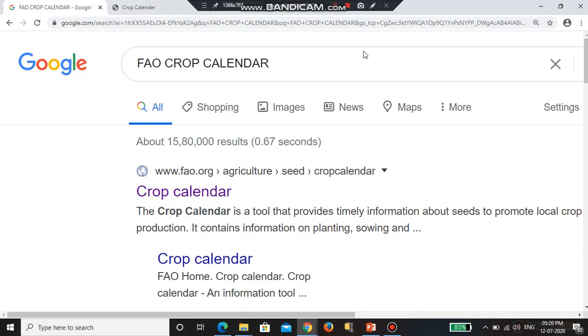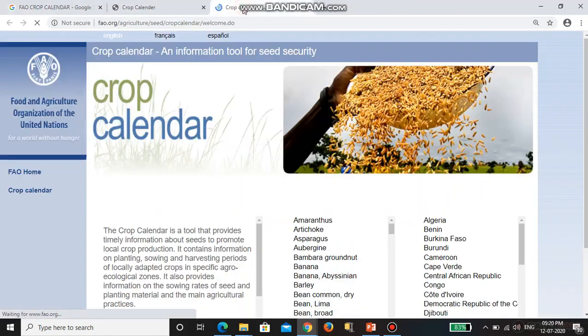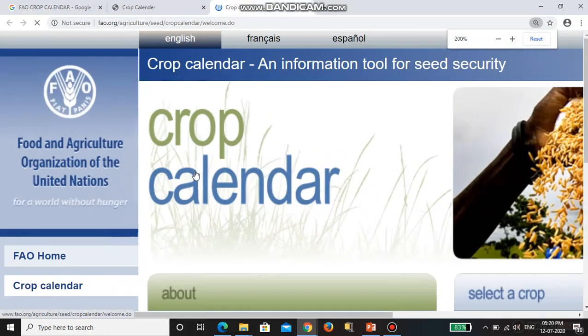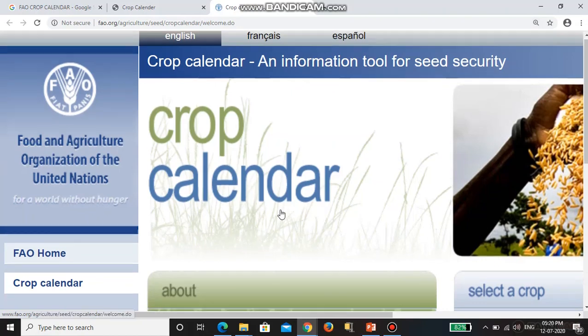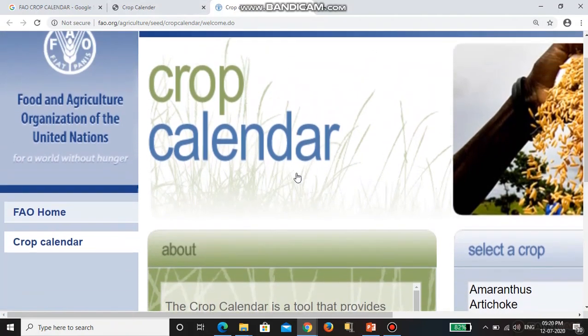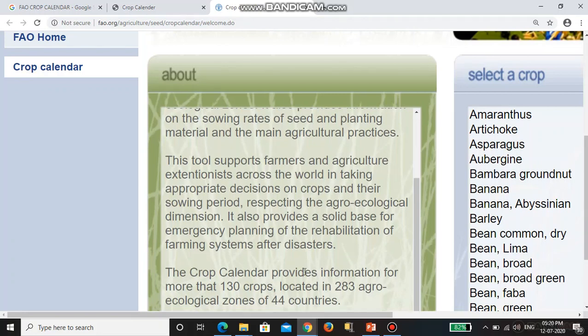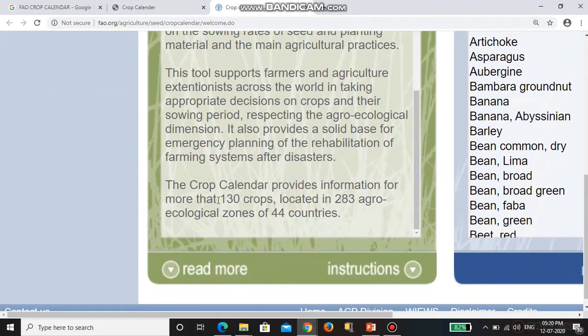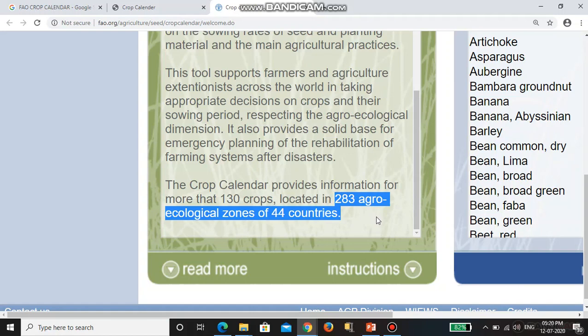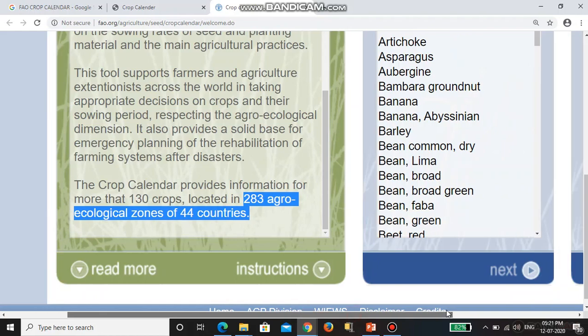See how they mentioned here. FAO, the Food and Agriculture Organization of the UN, the United Nations. Here is the crop calendar. They gave a crop calendar for more than 130 crops, located in 283 agroclimatic zones of 44 countries. That is, the sowing time and harvesting period like this. So we will see here.